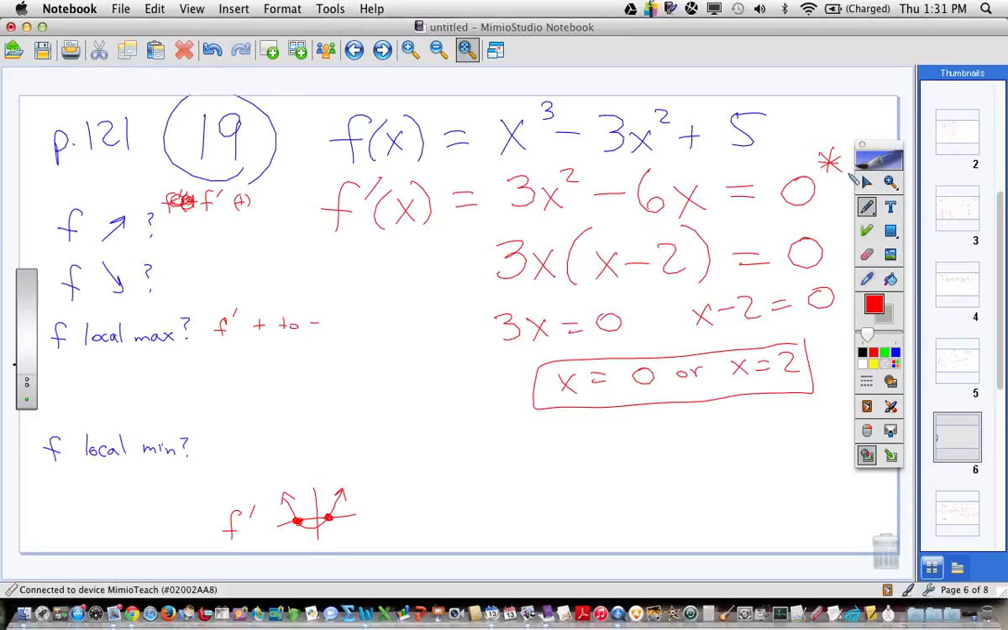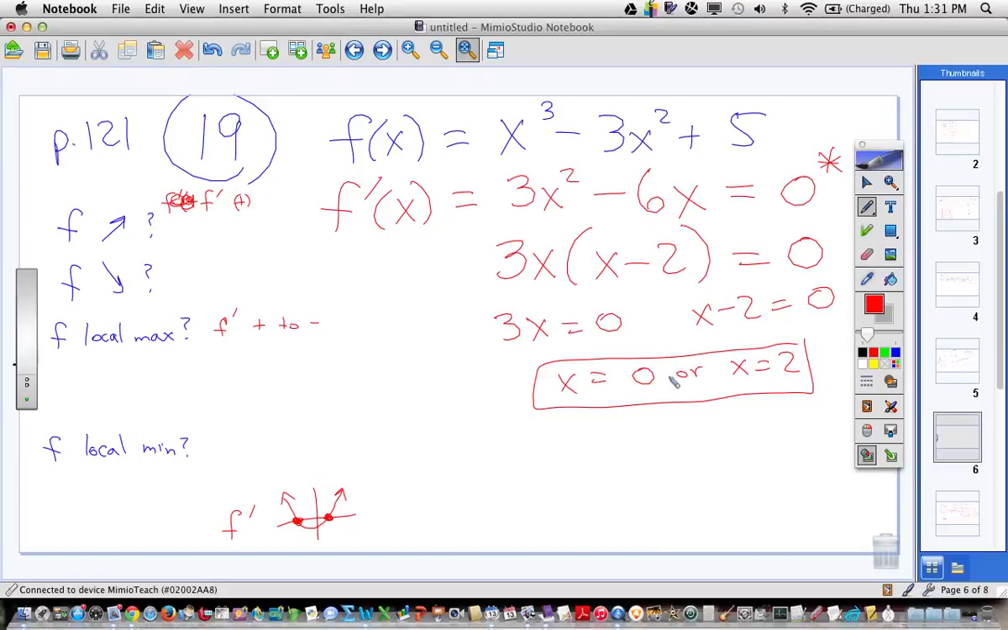Matter of fact, you'll hear me say this multiple times this year. If you don't know what to do in a problem, do the derivative and set it equal to 0. That's usually a good place to start. Do the derivative and set it equal to 0. Because go back to what we learned in chapter 1 with the graphs. Knowing those places where it crossed were key to knowing what was going on.